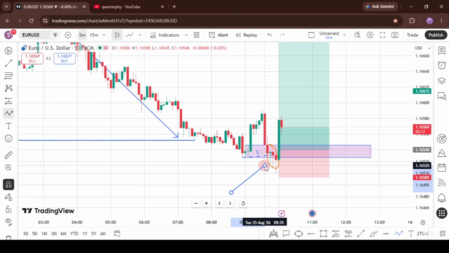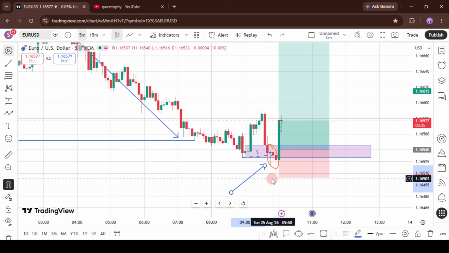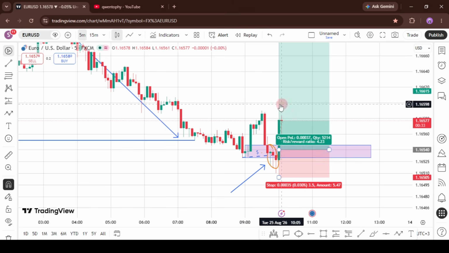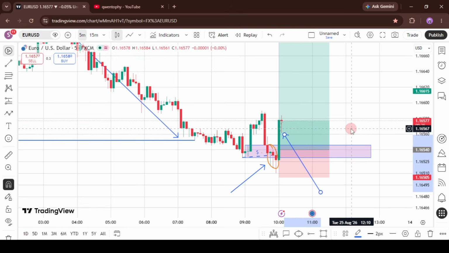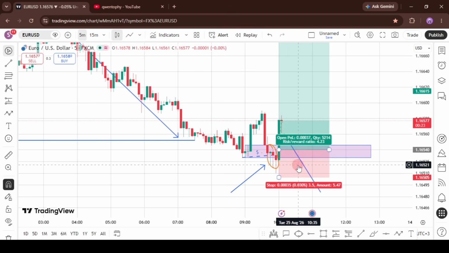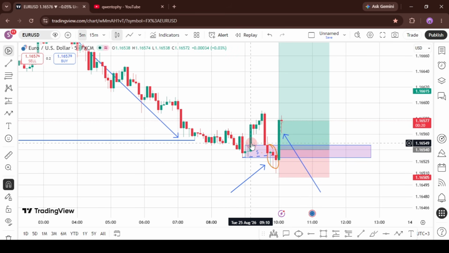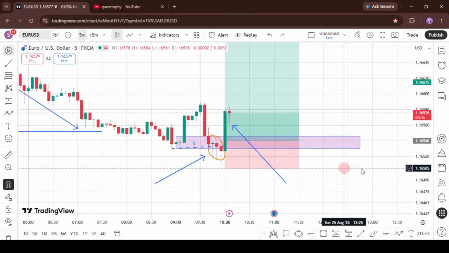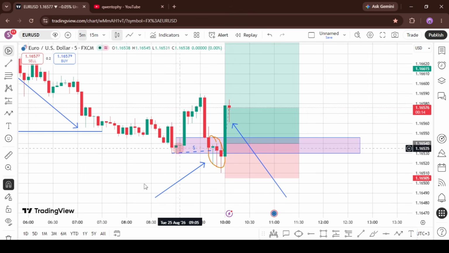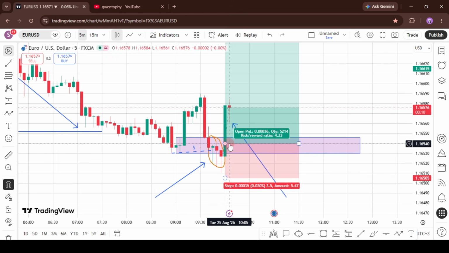Liquidity at our zone here, and we saw the momentum candle here. This is our momentum candle, our momentum bullish candlestick there. So I entered way before, because I saw the movement. I saw how bullish the movement was. So I entered at this particular point here.